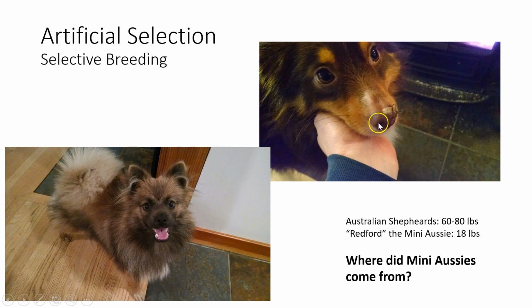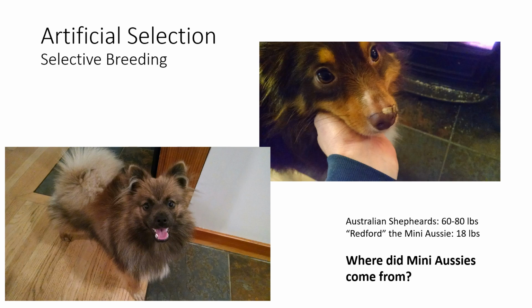I want to actually focus on Redford here and say that Redford is a mini Aussie, and so he only weighs about 18 pounds. Australian Shepherds are big dogs. They typically weigh 60 to 80 pounds, and so where did mini Aussies come from? Well, they came from regular Aussies, and here's how it worked.